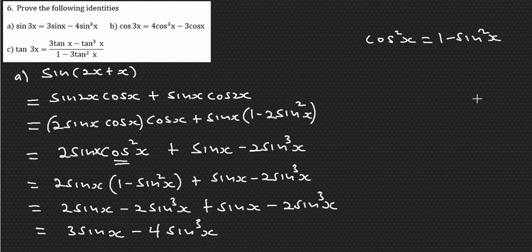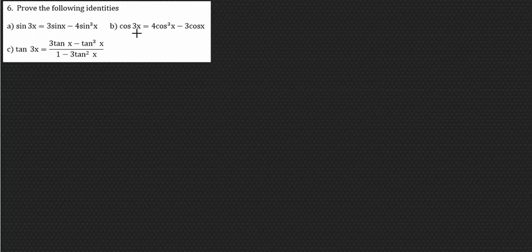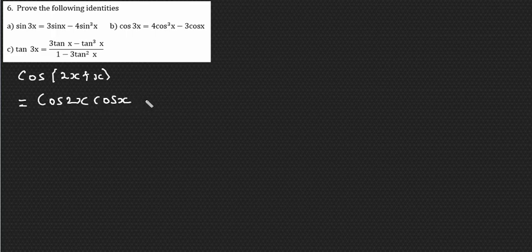So part B, we have a cos 3x equal to that. So again, I will write my cos 3x as cos 2x plus x. And when you expand this from the compound angle formula, this will be cos 2x cos x, then minus sin 2x sin x.